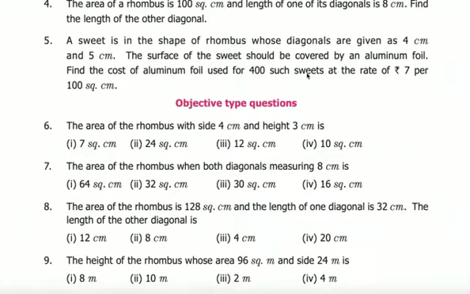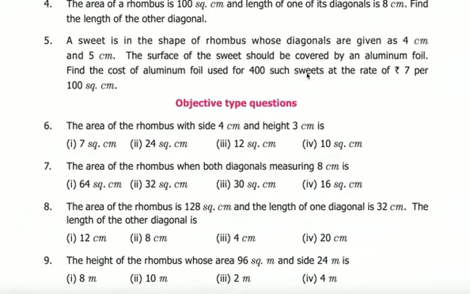There is a trick in this problem. What is the trick? If you have to cover the sweet, you are covering on both sides, right? Okay. When you are covering the sweet on both sides, then you have to take 2 times the area. It's not like a tile example where you are covering only at the top, not at the bottom. Okay. So let's find out the area first.